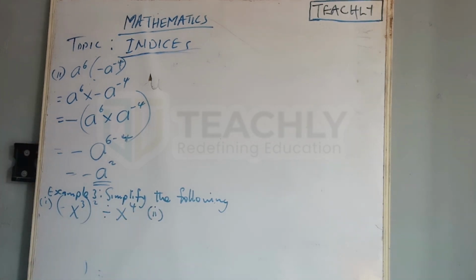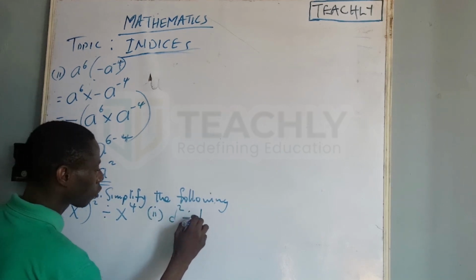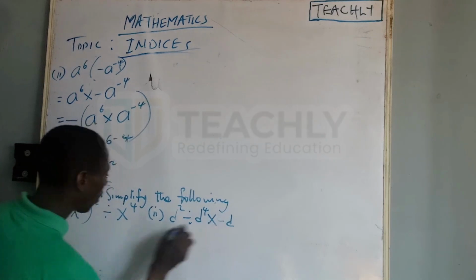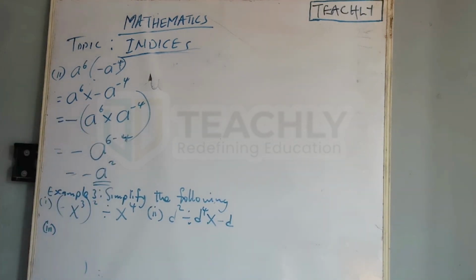Another one here: we have d squared divided by d power 4 times minus d. And the last one here we have minus 4u squared v, (4u squared v) raised to power 3. So this is what we are having here.